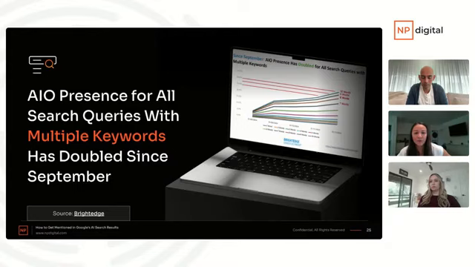Now, a recent study from BrightEdge actually shows that from September to January, queries with multiple keywords have seen a sharp increase in AI overview appearances. So again, you don't want to forget about those very long tail keywords. This is a trend that is accelerating fast, as you can see on the chart.